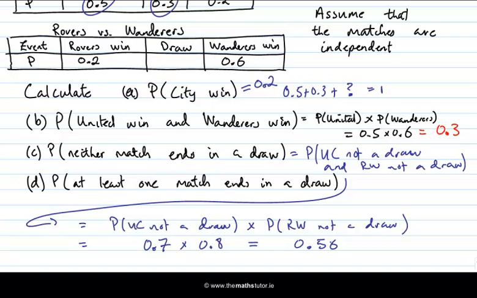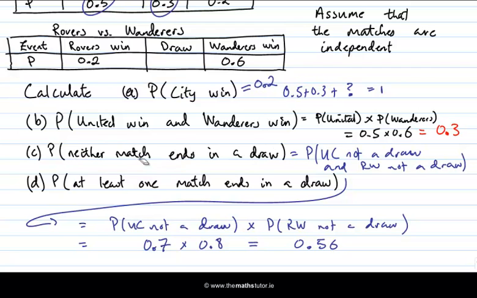Now finally, the answer to part D, the probability that at least one match ends in a draw. Well, if you think about it, this is obviously very closely related to part C because this event here, that at least one match ends in a draw, is the complement of this event that neither match ends in a draw. If it's not true that neither match ends in a draw, then at least one match ends in a draw. So you have to think through that logic carefully. But basically, this event in part D here is essentially the opposite of this event.